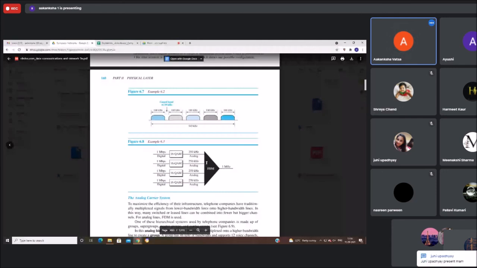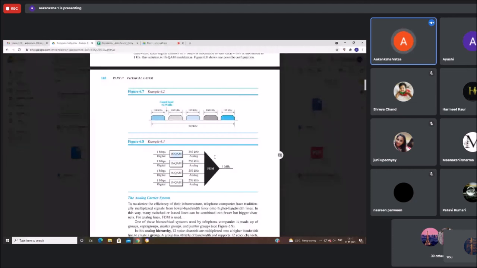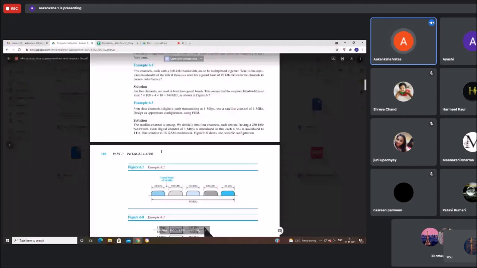Why? Because 250 kbps multiplied by 4 is 1 Mbps. So if I have to send 1 Mbps of data and my analog channel is 250 kilohertz, I have to use 16 QAM because in 16 QAM I can send 4 bits per signal. That way my data rate will become 1 Mbps on each channel. Therefore, I have to use 16 QAM. So each digital channel has 250 kilohertz.